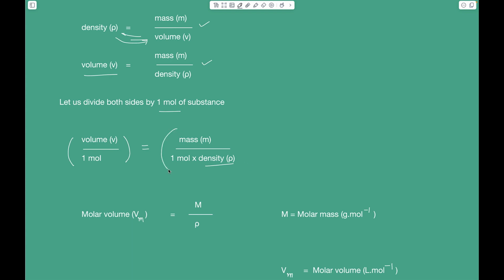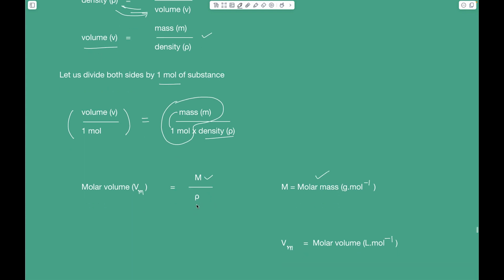And mass of the substance per 1 mole of the substance is nothing but its molar mass. So let us replace this ratio with molar mass. And molar mass is denoted by capital M. Then on the right hand side, we have a ratio between the molar mass of the substance and its density. On the left hand side, we have the volume of the substance per 1 mole of the substance.